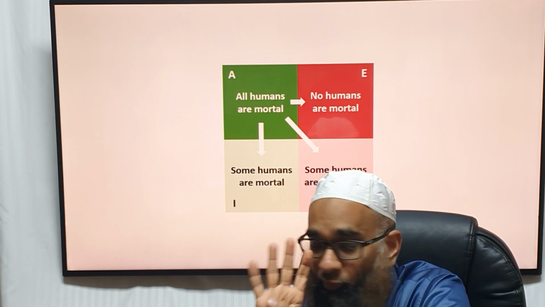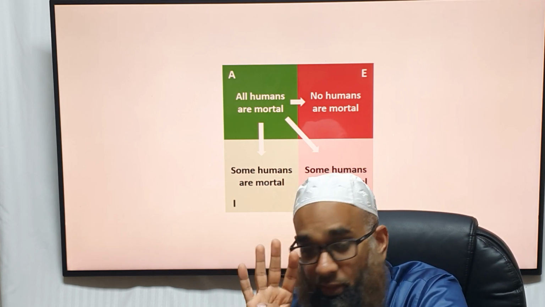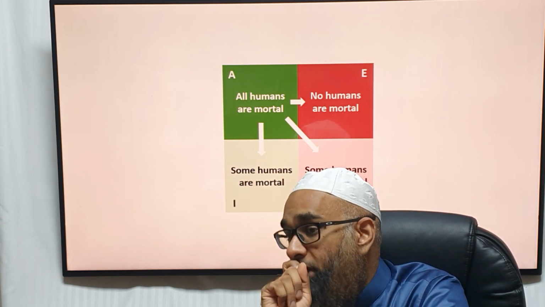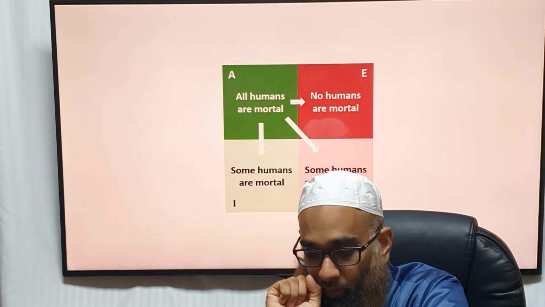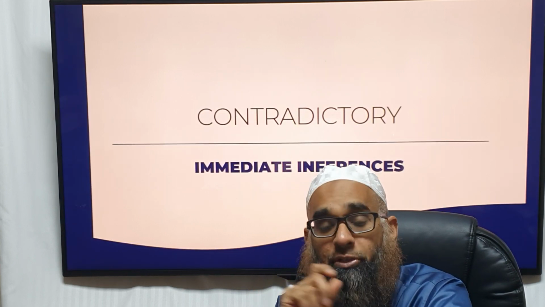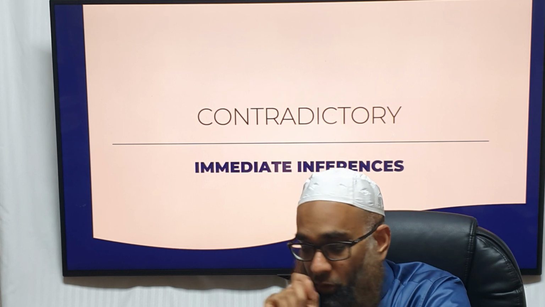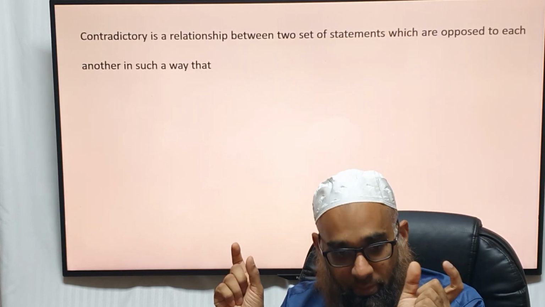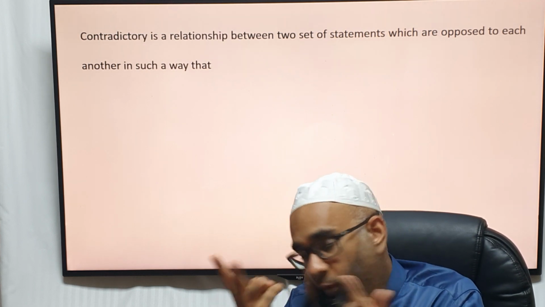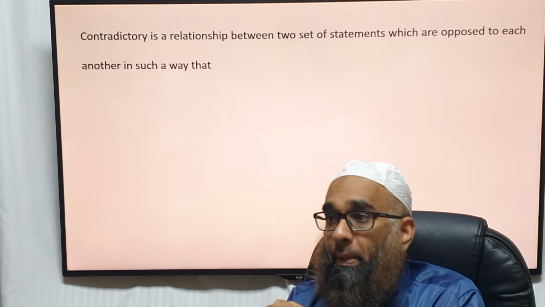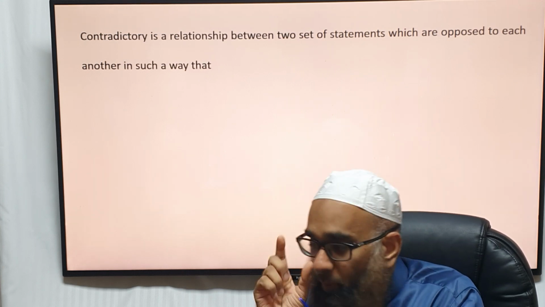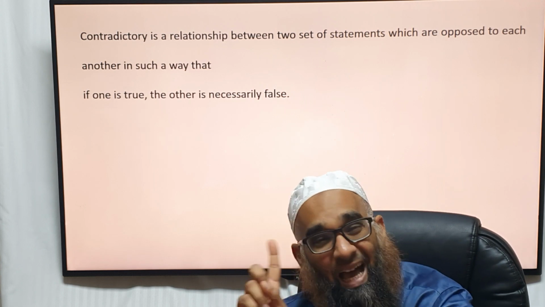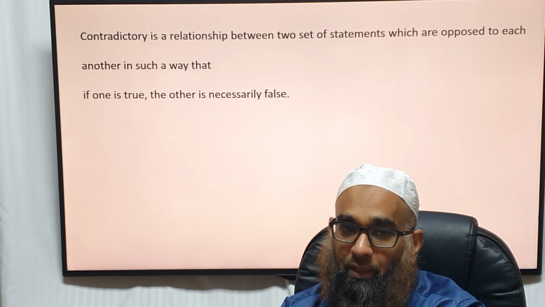Now from this table you're going to learn I think three or four ways of deduction, of direct inference. The first is called contradictory. What does this mean? When you have two propositions, they are such that if one is true, the other has to be false. You get what I'm saying?